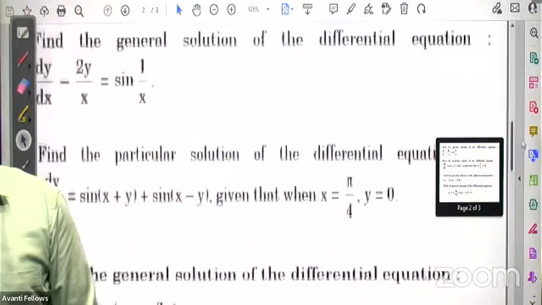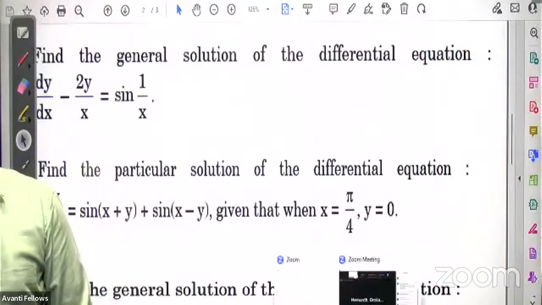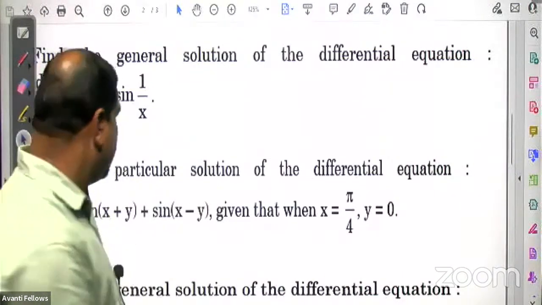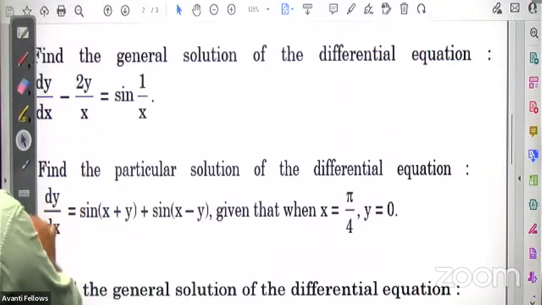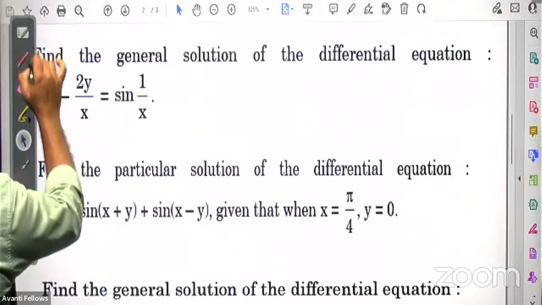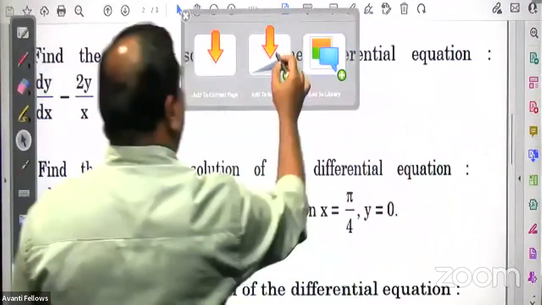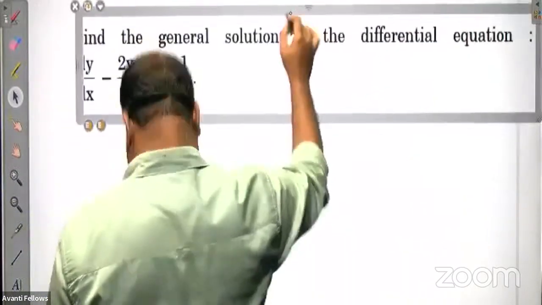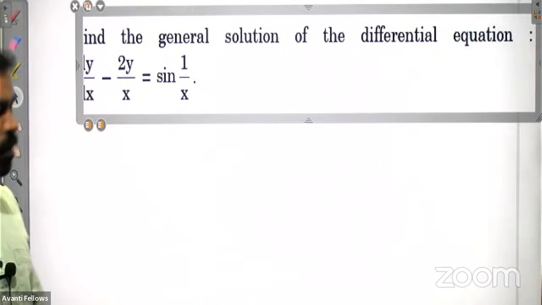Okay, let us take another question. Find the general solution of the differential equation dy by dx minus 2y by x equal to sine of 1 by x.